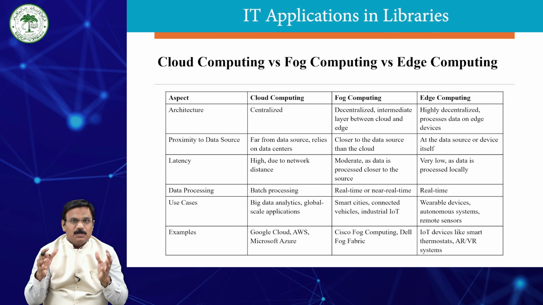The use is also different. And for the examples of cloud computing, you can find Google Cloud, AWS, and Microsoft Azure. And the fog computing examples are Cisco Fog Computing, Dell Fog Fabric. And the edge computing examples are IoT devices like smart thermostats, augmented and virtual reality systems.